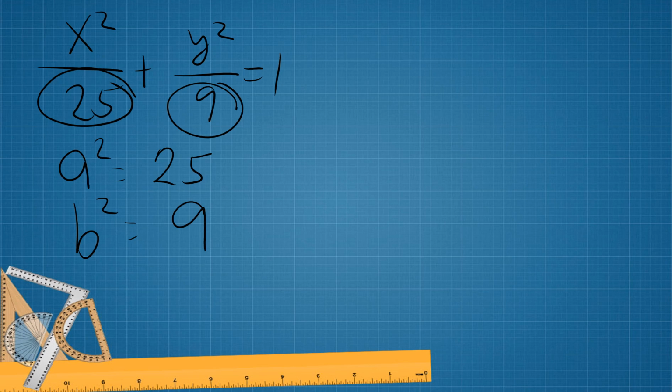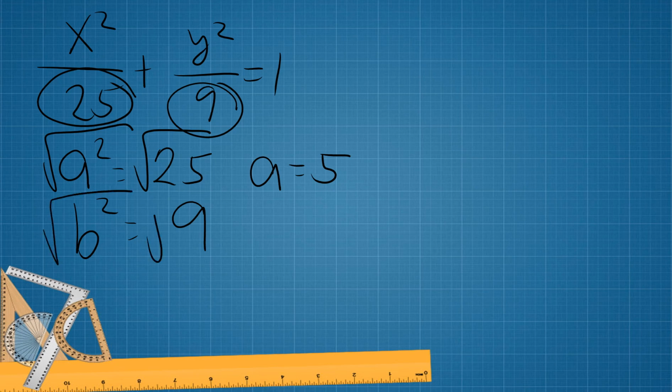Now, in order for us to know the value of a, we need to get the square root of both sides. Therefore, a is equal to 5. Now, in order for us to find the value of b, we need to get the square root of both sides. So, b is equal to 3.